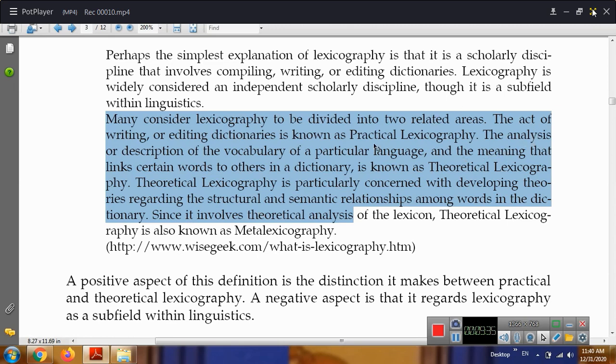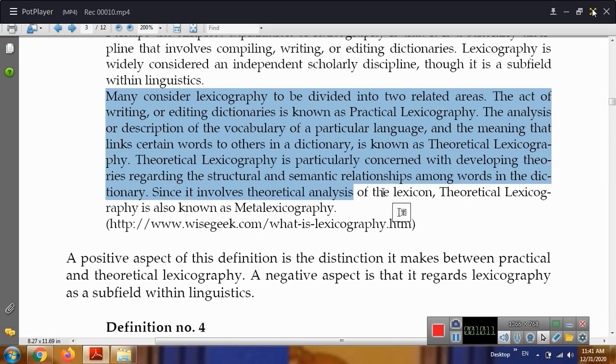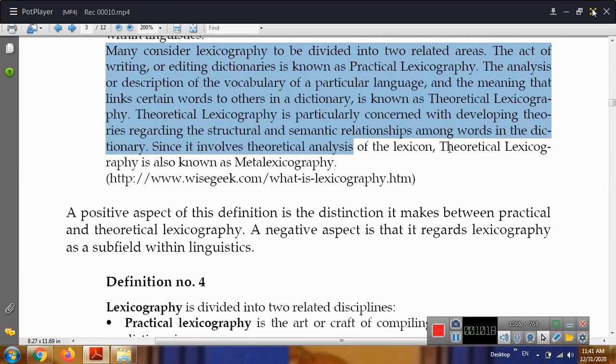Here we read some points about lexicography, which has two related areas. One of them is the act of writing and editing dictionaries, which is considered practical lexicography. When you want to define practical lexicography, you should say that it is the act of writing or editing dictionaries. And when we analyze and describe the vocabulary of a particular language, and the meaning that links certain words to others in a dictionary, it is considered theoretical lexicography. Theoretical lexicography serves to develop theories regarding the structural and semantic relationship among words in the dictionary. And here you can see another name for theoretical lexicography, which is meta-lexicography.